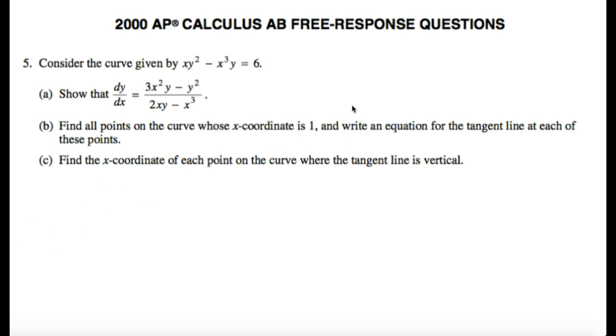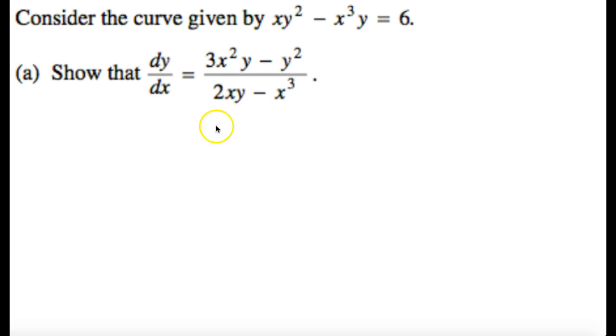Okay, let's take a look at this one. This one was from the 2000 AP test. And again, part A is the same thing as part A in the last one: here's our original equation, show that dy dx equals this. So, let's try this one.